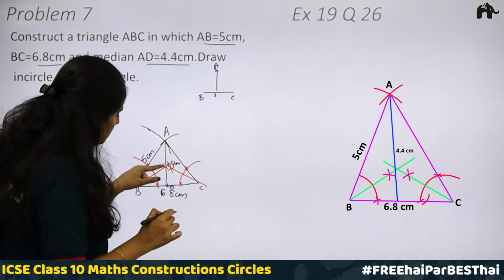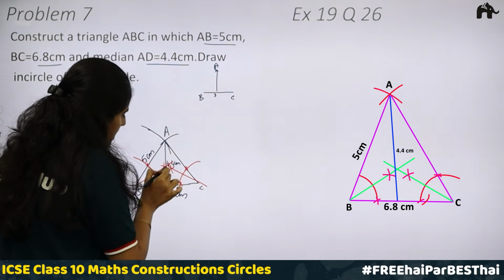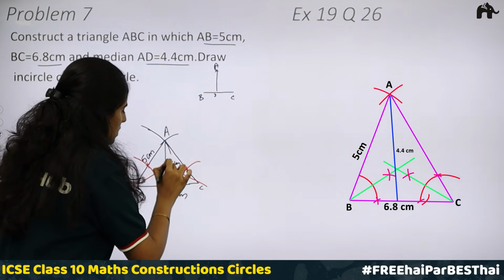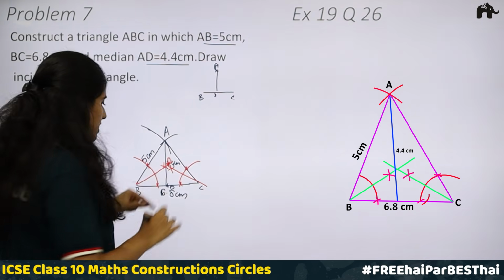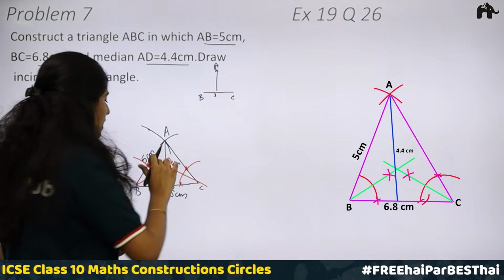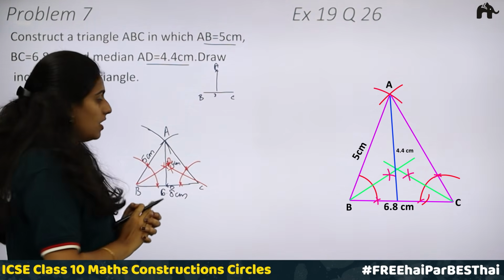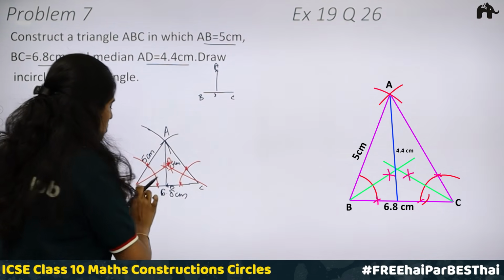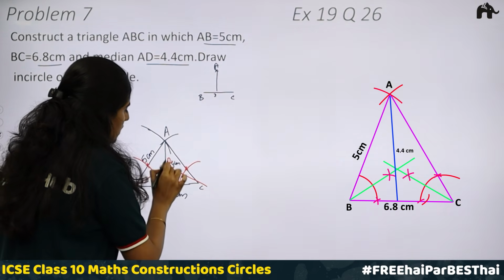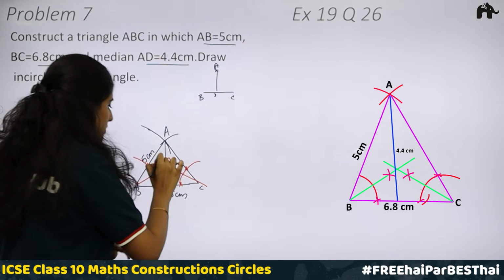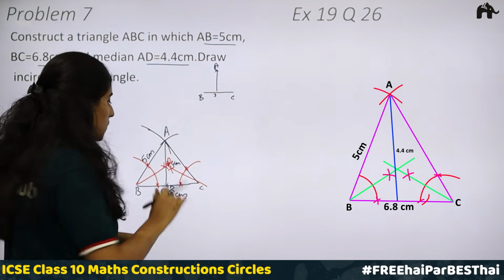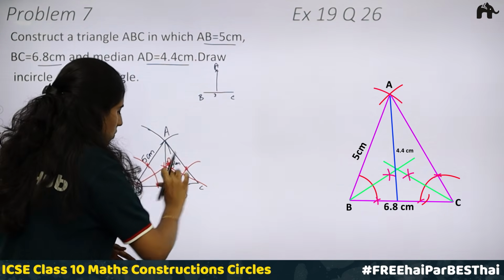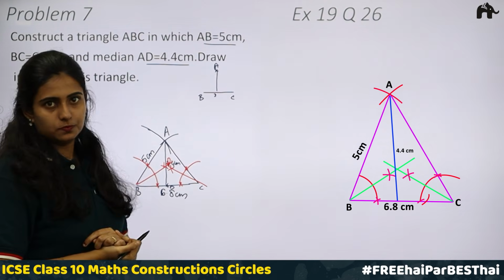Here, these two bisectors of angle meet at a point. Now, this is the incenter. We have got the incenter. How to draw the circle now? To draw the circle, we have to draw a perpendicular to any of the sides from this center. Let's take the side BC. We'll draw a perpendicular to BC from point O.